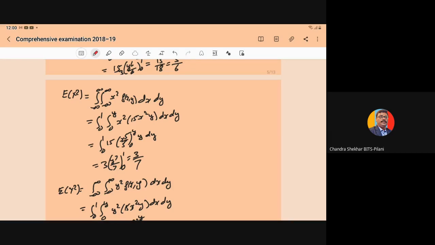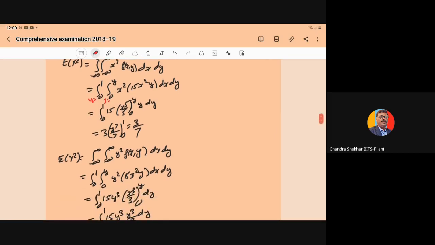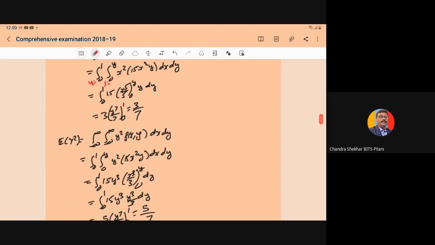Then after that we compute the second moment of x. So E of x², the basic formula is the integral from minus infinity to infinity, minus infinity to infinity, of x² into f(x,y) dx dy. So here again we have the limit y from 0 to 1, x from 0 to y, x² into f(x,y), that is 15x²y dx dy. That on integration will give you integral 0 to 1 of 15 x⁵/5, limit 0 to y, dy. On integration this will give you 3 into y⁷/7, limit 0 to 1, or 3/7.